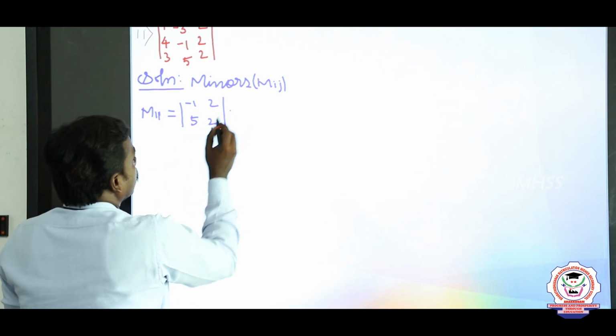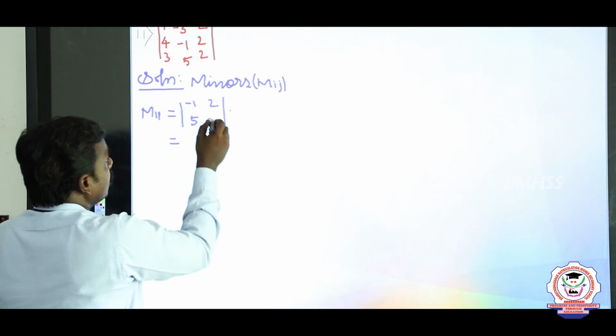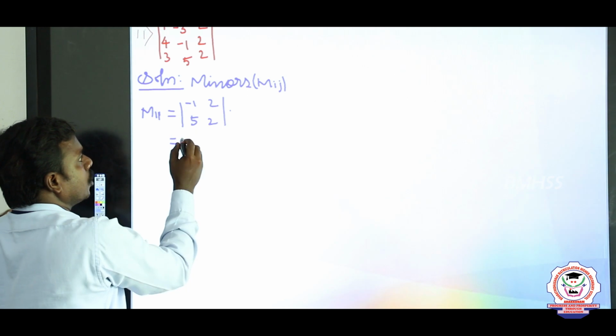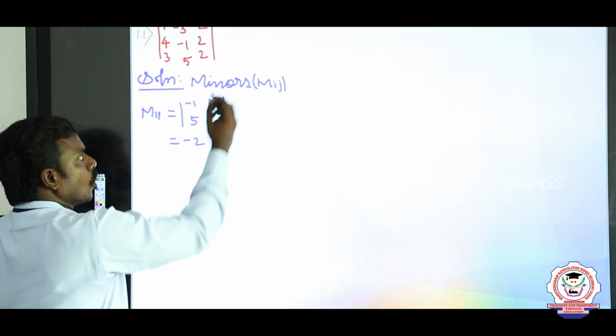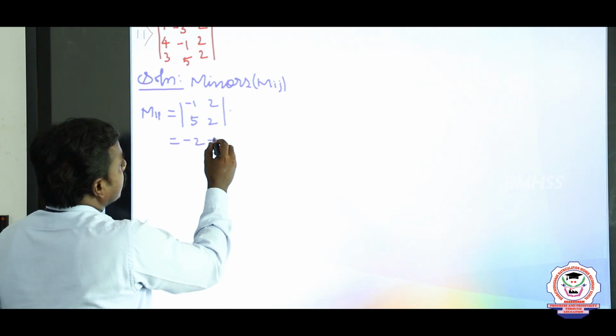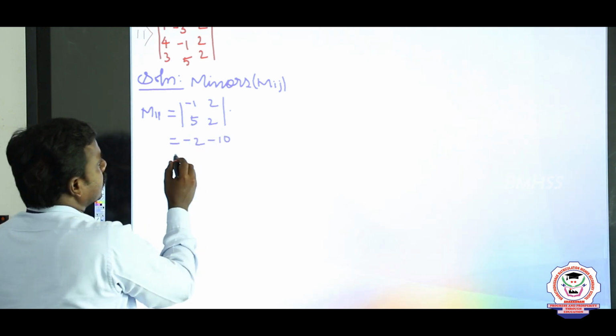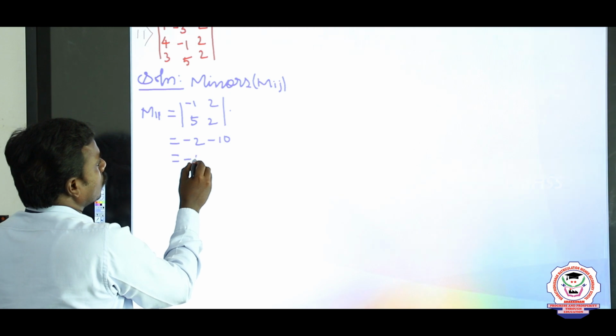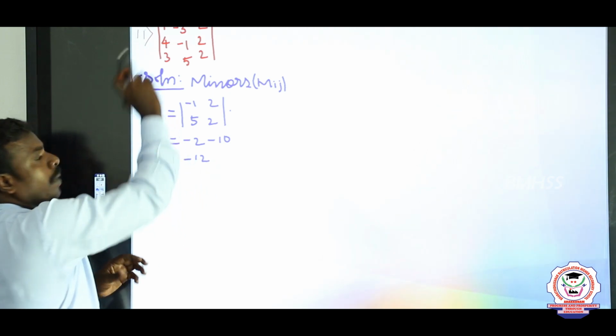This is equal to 1 into 2, minus 1 into 2 minus 2. While we are taking cross multiply, we need to put minus. So 5 2s are 10, minus 10. So minus 2 minus 10, this is equal to minus 12. This is the minor of plus 1.